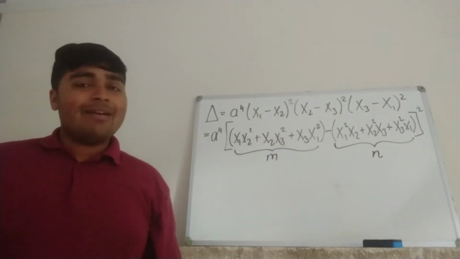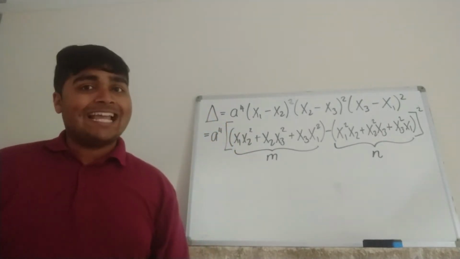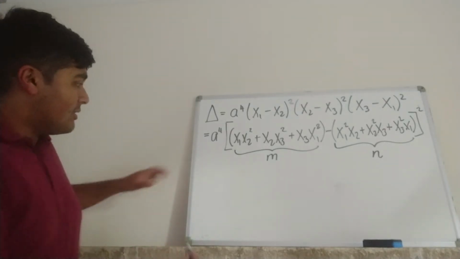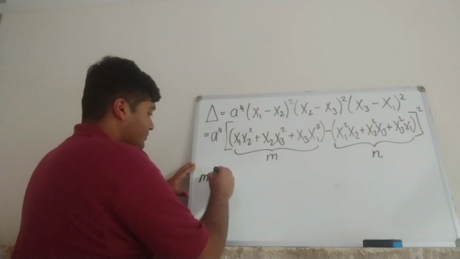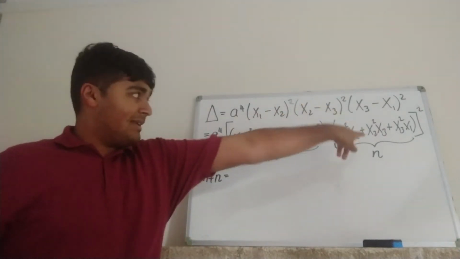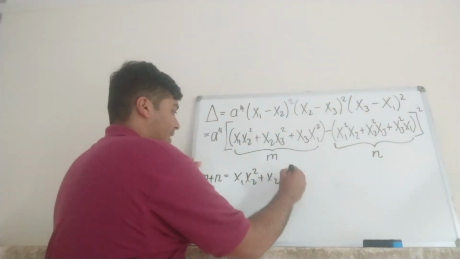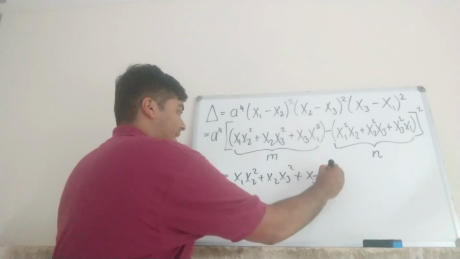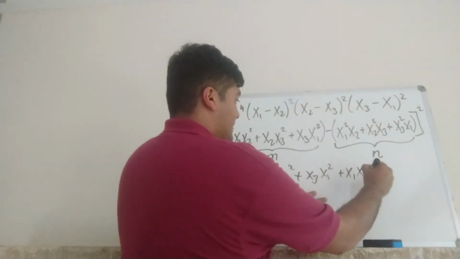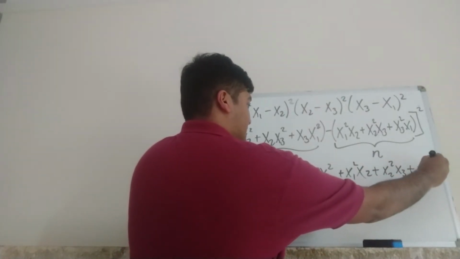But the way we're going to work out (m minus n) squared is to work out what m plus n is and what m times n is, and then using those we can work out what (m minus n) all squared is. So let's firstly work out what m plus n is. If we just look at these two terms here, m plus n is just this term plus this term. So let's write that all out: x1 x2 squared plus x2 x3 squared plus x3 x1 squared, then plus this one here, so plus x1 squared x2 plus x2 squared x3 plus x3 squared x1.